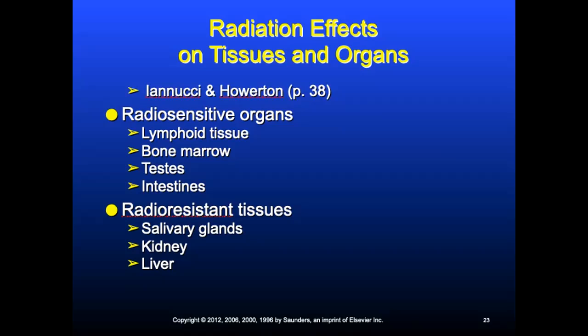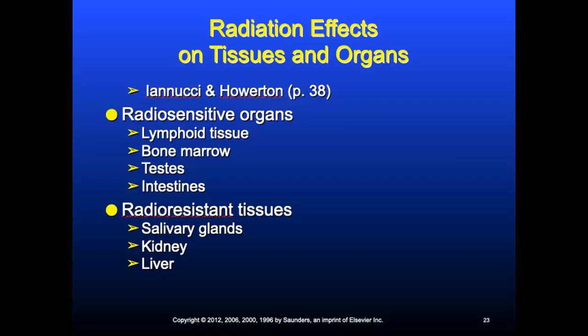Anything that has to do with the lymph or lymph nodes is going to be a highly radiosensitive organ. Also, anything reproductive, like testes or ovaries, is very radiosensitive, as well as bone marrow and intestines. Some radioresistant tissues include salivary glands, the kidneys and the liver.